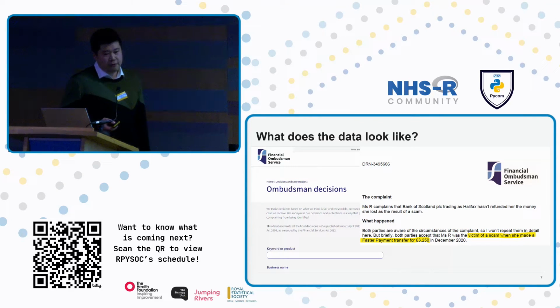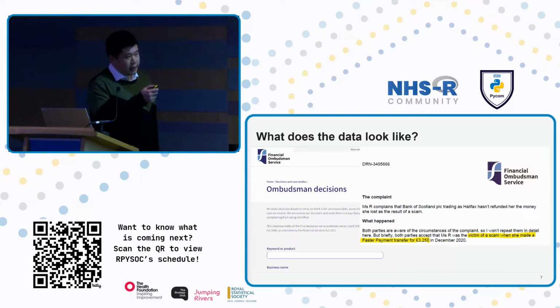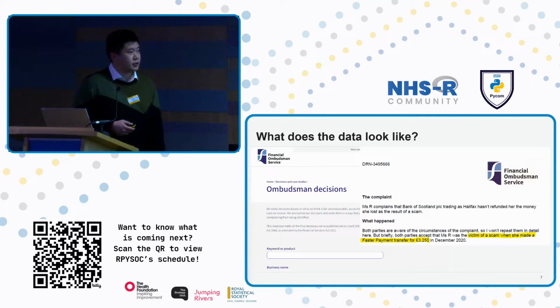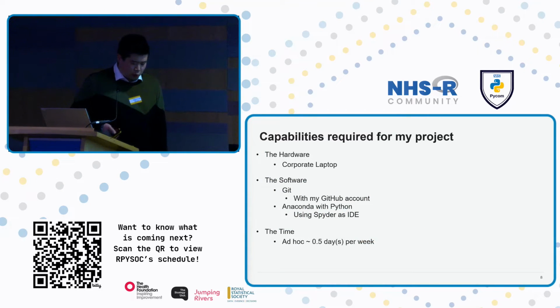If a bank refuses to refund a victim of fraud, they can take the complaint to the ombudsman for impartial adjudication, where the ombudsman publishes the complaints openly on their website and provides a PDF detailing the complaints. So in this example, the PDF details a victim of a scam where she lost over $3,000.